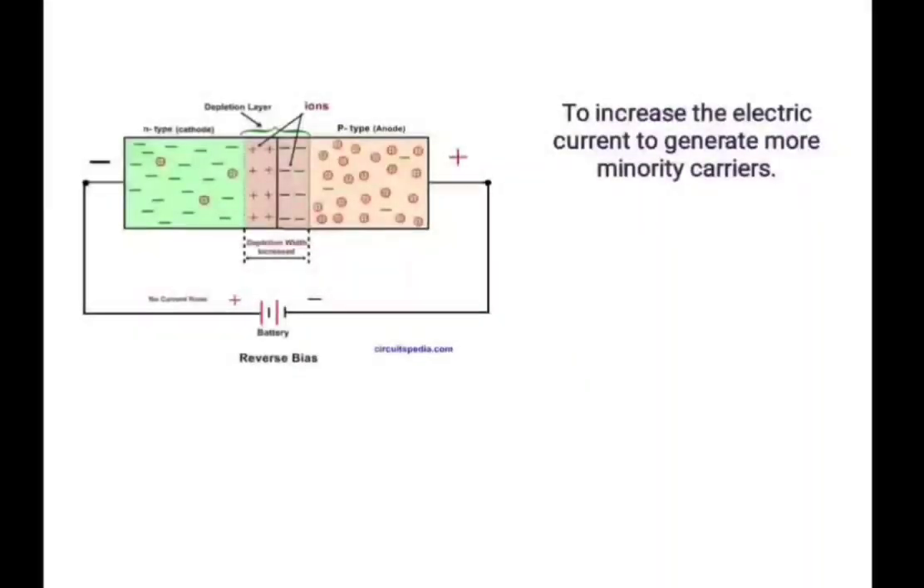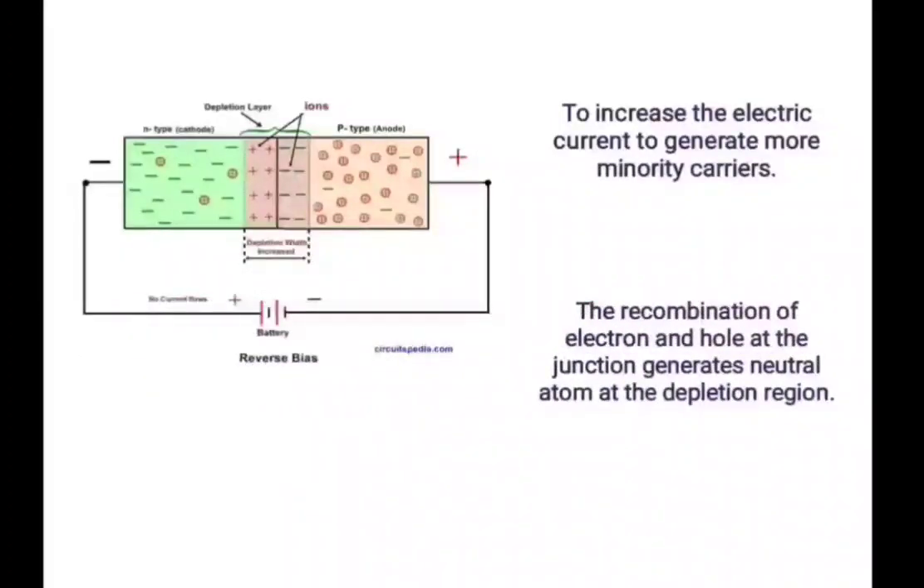To increase the electric current under reverse bias condition, we need to generate more minority carriers. The minority carriers in P-type material, the electrons, experience a repulsive force from the external voltage and try to move towards the N side. However, before crossing the junction, the recombination of electron and hole generates a neutral atom at the depletion region. As a result, no electric current flows.